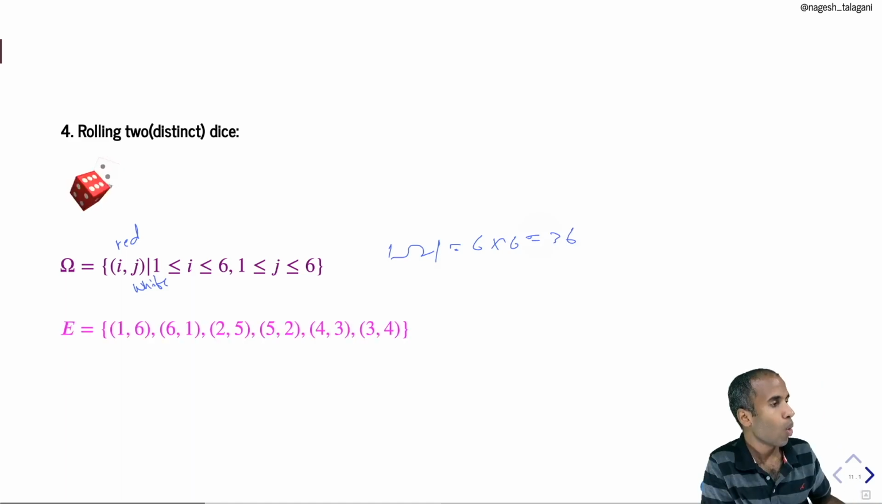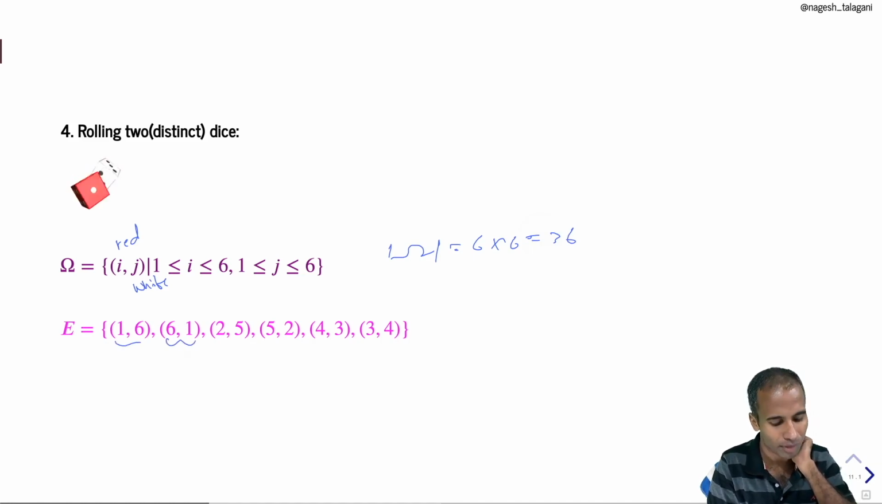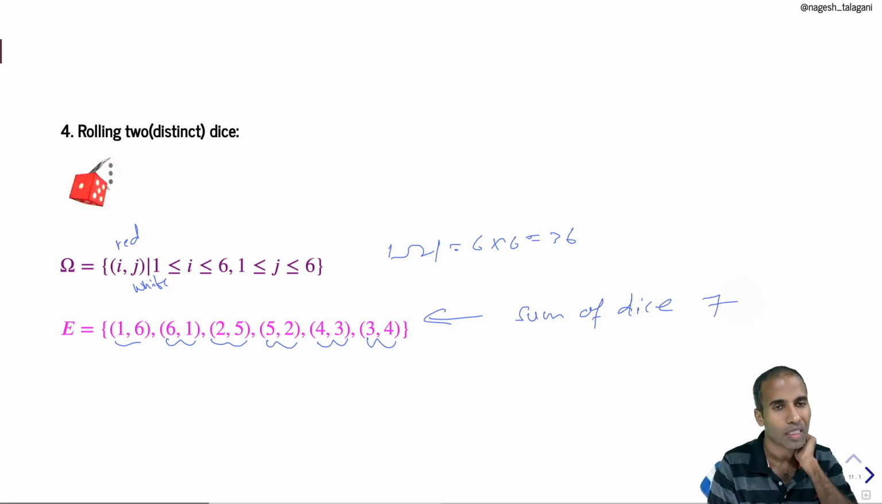One typical event of interest here could be the sum of the dice equal to 7. You see it consists of 6 possible outcomes: (1,6), sum is 7; (6,1), sum is 7; (2,5), (5,2), (4,3), (3,4). This is the sum of the dice equal to 7 event. So this event can be described as a subset of omega consisting of these 6 possible outcomes.